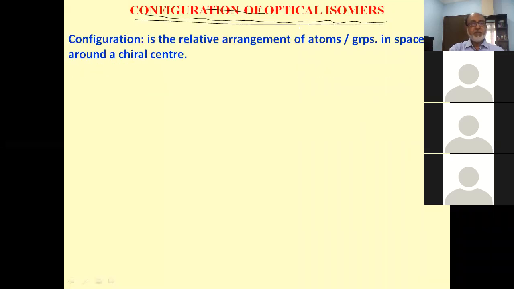What are the different types of arrangements? These arrangements have to be specially named, otherwise we cannot recognize them. So for their recognition, we have to give a specific notation or name for them. That is what configuration is. If I say, configuration is the relative arrangement of atoms and groups in space around a chiral center. All right.